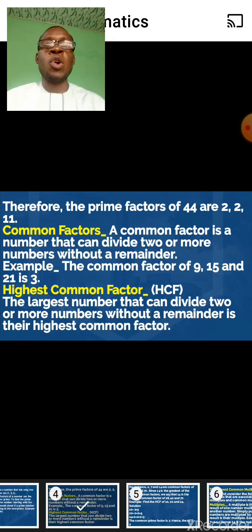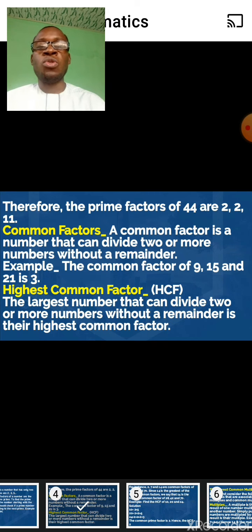We go to common factors. A common factor is a number that can divide two or more numbers without a remainder. Example, the common factor of 9, 15, and 21 is 3. That means 3 can divide each of these numbers without a remainder.